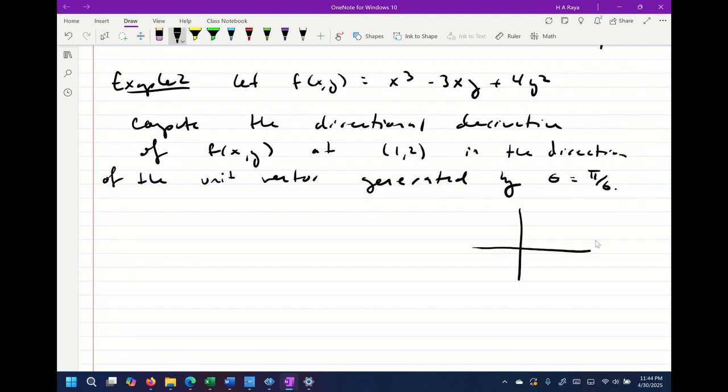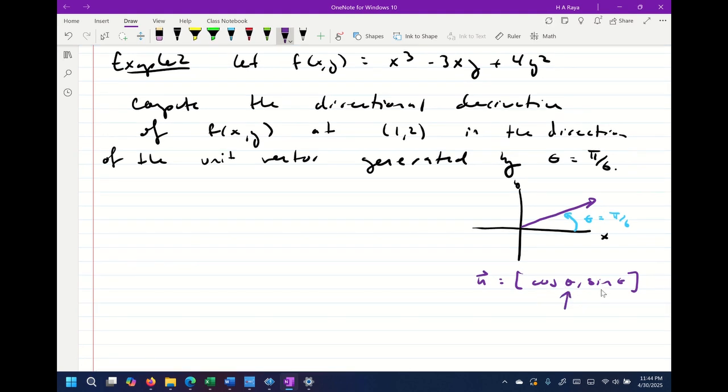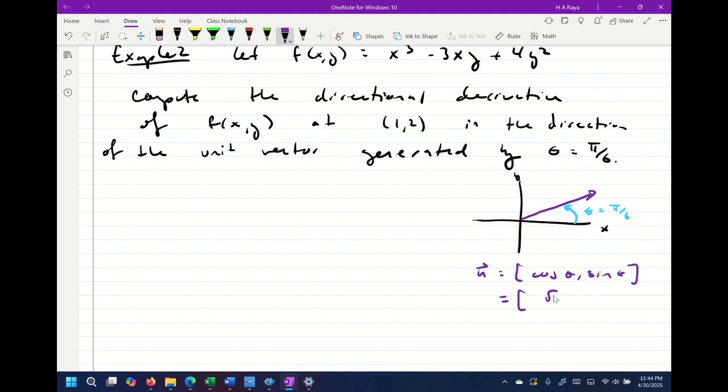So we're given an angle theta, and on the xy plane we're going to go pi over 6 units out and use that to generate a unit vector in that direction. And again, this unit vector will have coordinates cosine of theta, sine of theta. So the cosine of pi over 6, sine of pi over 6. The cosine of pi over 6, that's rad 3 over 2. The sine of pi over 6 is 1/2.